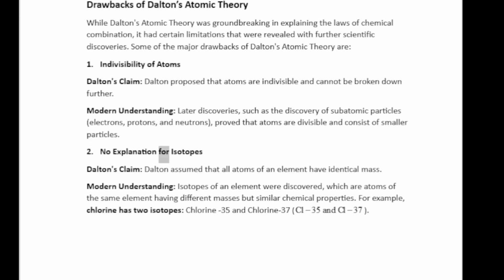No explanation for isotopes. Dalton's claim: Dalton assumed that all atoms of an element have identical mass. Modern understanding: isotopes of an element were discovered, which are atoms of the same element having different masses but similar chemical properties. For example, chlorine has two isotopes, chlorine-35 and chlorine-37.